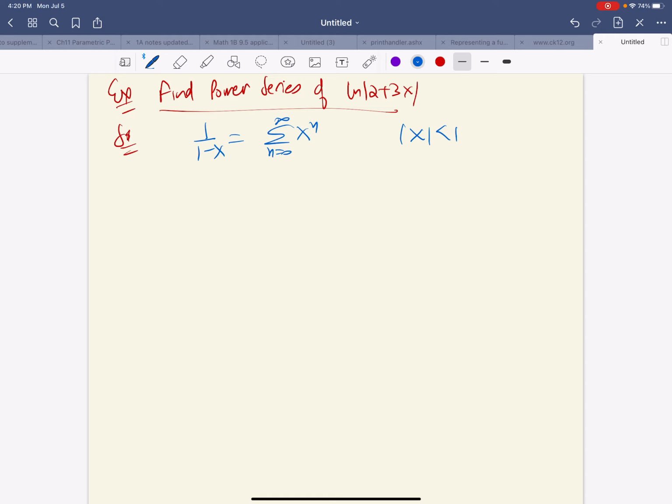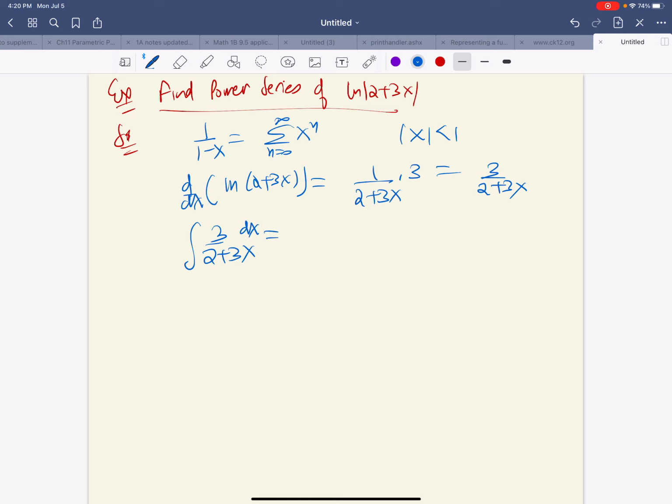I also know what the derivative of natural log of 2 plus 3x is. That is going to be 1 over 2 plus 3x times 3, which is 3 over 2 plus 3x. Or I can say the integral of 3 over 2 plus 3x dx is going to be natural log of 2 plus 3x, plus a c, which we can worry about later. So we see this relationship.